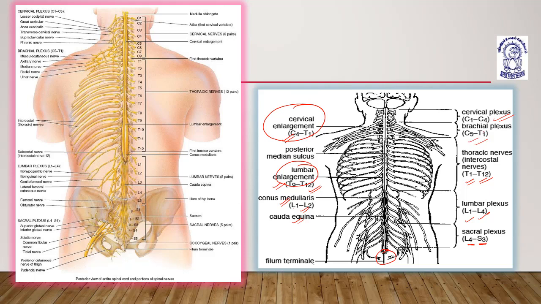So cervical plexus is from C1 to C4, and from C5 to T1 is brachial plexus. Thoracic nerves, or intercostal nerves, supply from T1 to T12, and lumbar plexus L1 to L4.